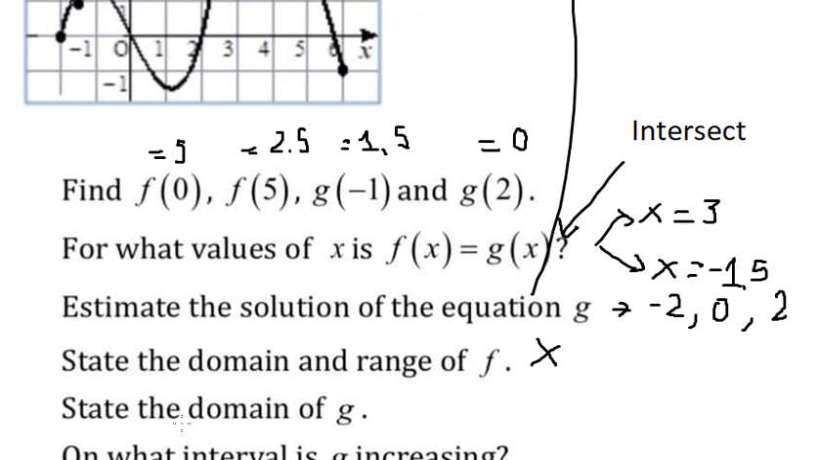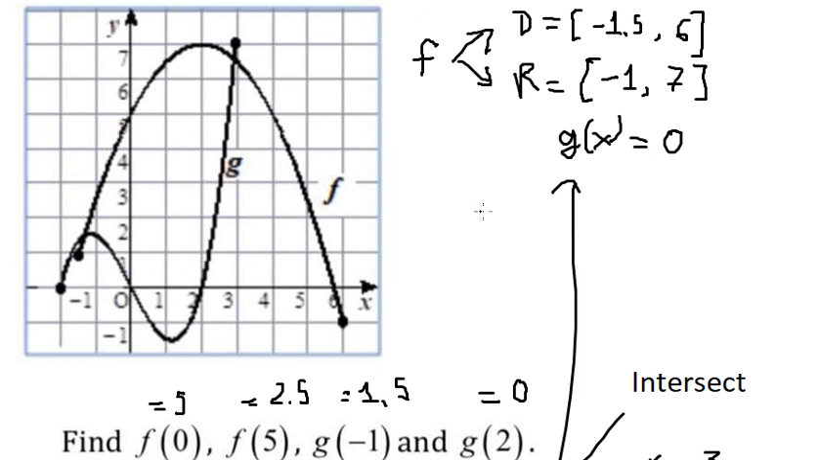The next one, state the domain of g. So we only do the domain of g. We see that g starts at negative 2 and finishes at 3. So the domain in here should be equal to negative 2 to positive 3. And this is the answer.